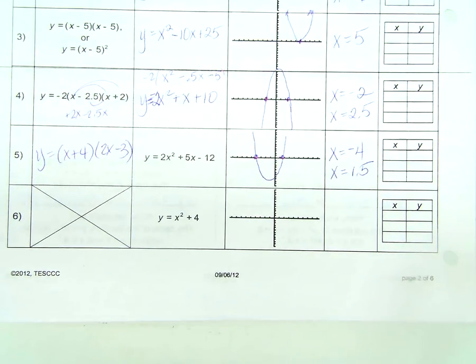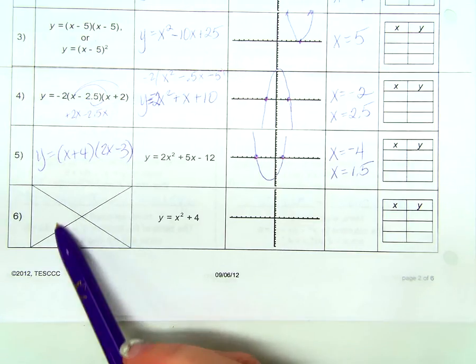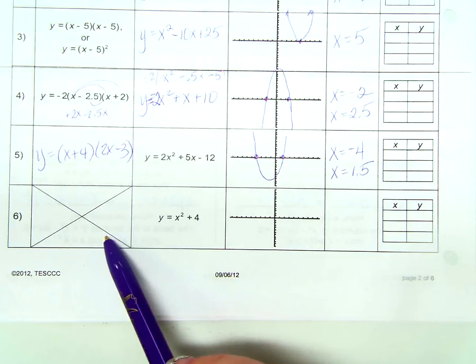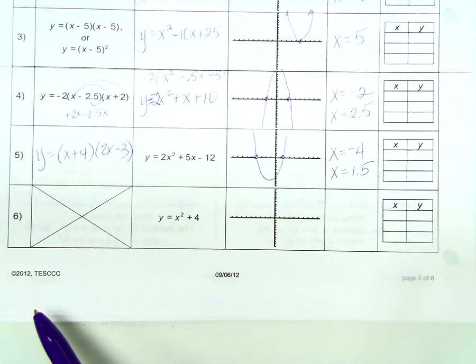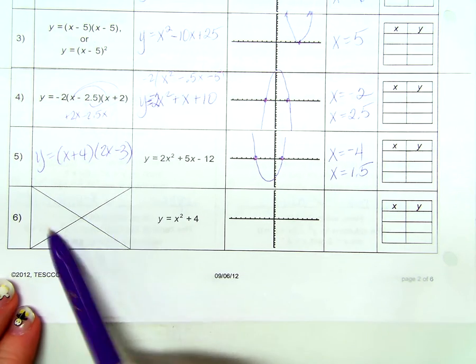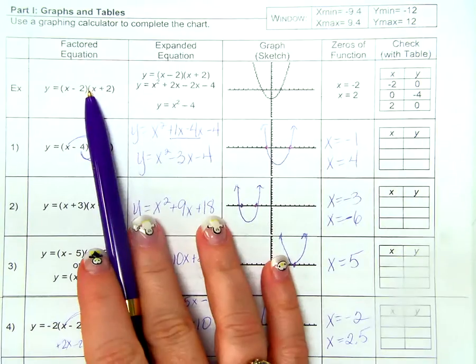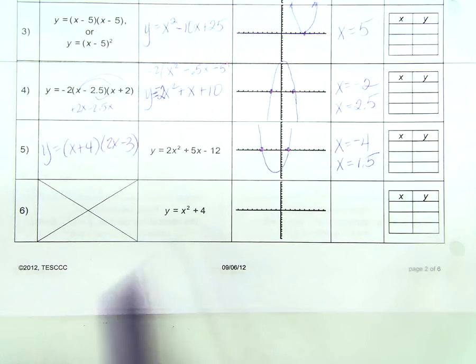Any questions? What about number 6? There's a giant X through my box. Is there a giant X through your box? Why is there a giant X here? What's supposed to go here? The factored equation. Go ahead and factor the sum of squares. Dun dun dun. Can you factor the sum of squares? It's prime, isn't it? You can factor the difference of squares, but can you factor the sum of squares? No. Okay? So let's look at this one in the calculator.